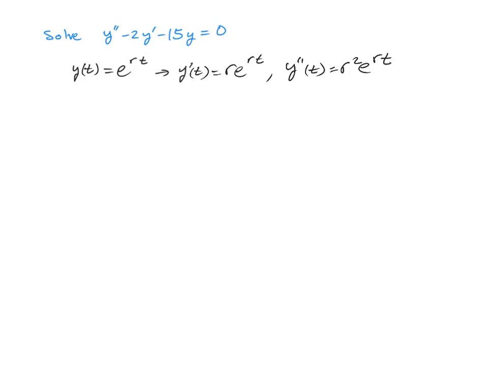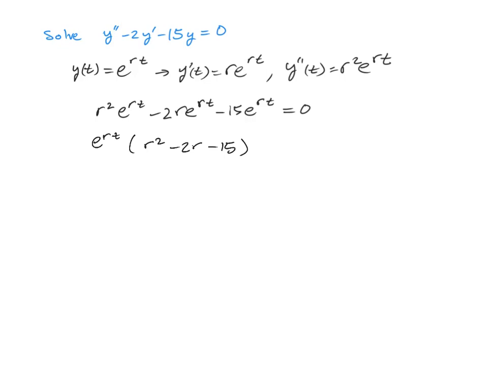We now substitute those into the equation, and you will see that we've got r squared e to the rt minus 2r e to the rt minus 15 e to the rt equals 0. We can now factor out the e to the rt, which leaves us with r squared minus 2r minus 15 is equal to 0. And we know that exponential functions are never equal to 0, so we can divide both sides by them. That takes us down to just r squared minus 2r minus 15 is equal to 0.